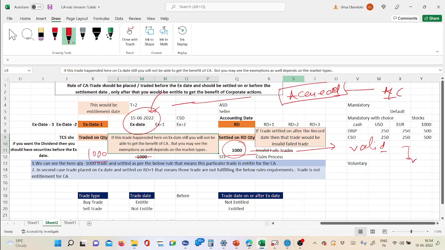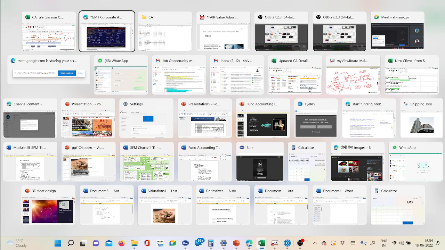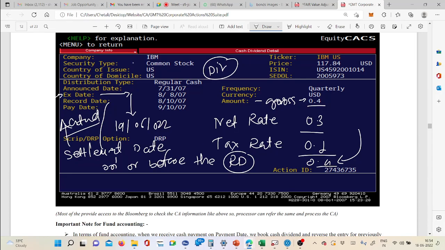So the ex date, if we discuss a little bit more about it, we can say it means without dividend. Why without dividend? Because if you put the trade on the ex date, then you are not entitled to get the benefit of dividend or corporate action. That's what we are saying. Ex date means without dividend or without corporate action benefit.